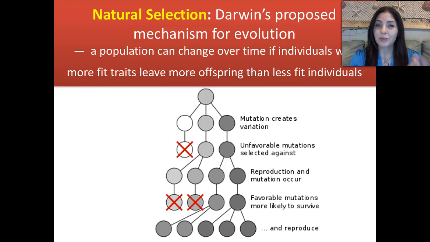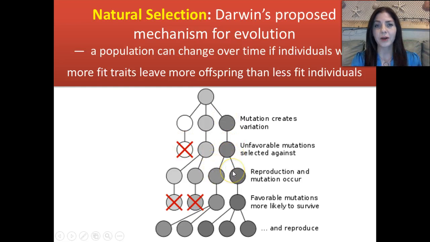Maybe they can't reproduce because they got eaten. So maybe the white ones stand out. But nonetheless, they aren't allowed to reproduce, so they die off. They no longer are part of the gene pool because their genes didn't get passed on to that future generation. So now we only have the light gray and the dark gray left over.